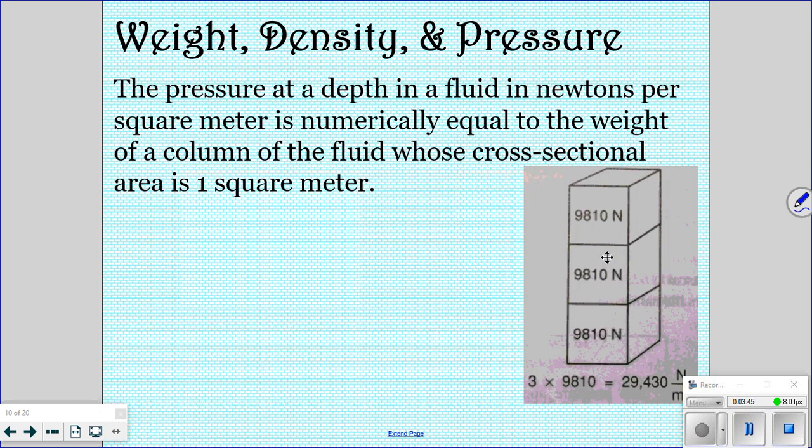If we do 3 cubes, then that's going to change what the pressure is. That's like if we were down here in the pool, and then we decide to swim further down, well obviously the pressure is going to get greater. And it's going to end up being 3 times the 9,810, so 29,403.